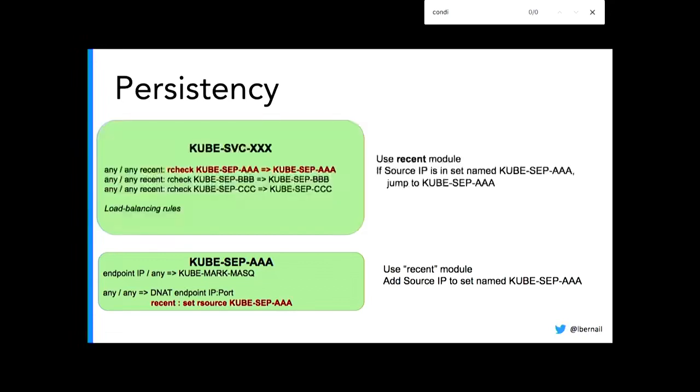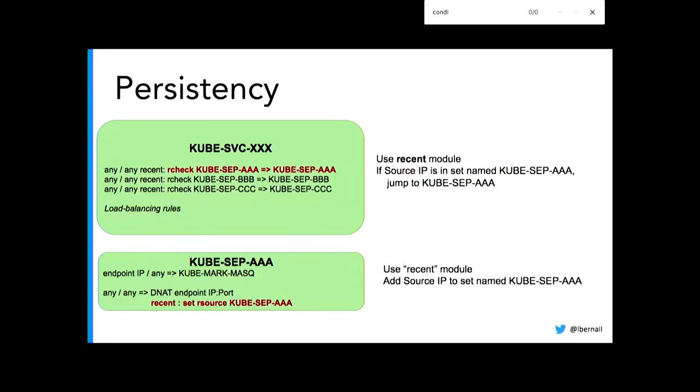And then the next time you hit the service chain, you remember this chain where you had all the load balancing rules. In addition to the load balancing rules, at the beginning of the chain, you have rules that check if the source IP matches the set that exists, and if it does, traffic is directly sent to the matching endpoint without going through the load balancing rules.